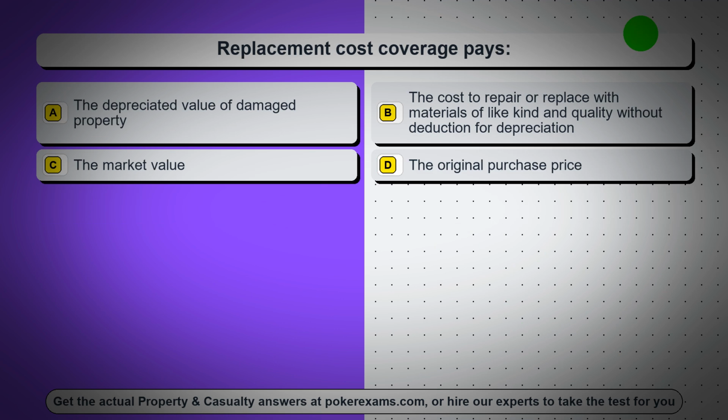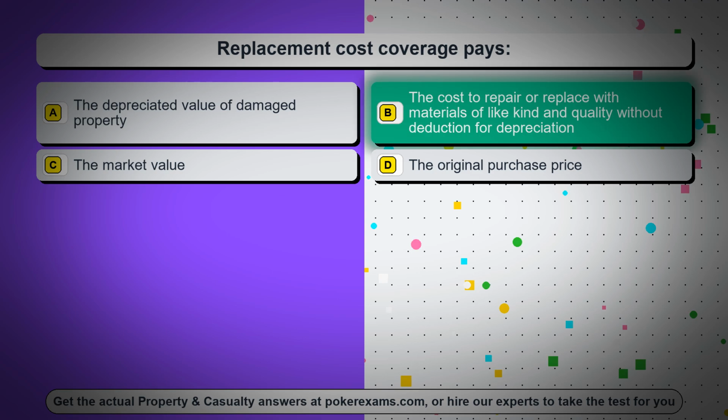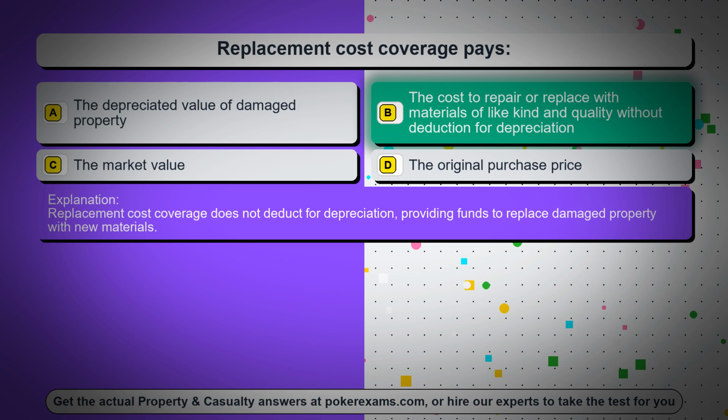Question 62. Replacement cost coverage pays. Option A, the depreciated value of damaged property. Option B, the cost to repair or replace with materials of like kind and quality without deduction for depreciation. Option C, the market value. Option D, the original purchase price. The correct answer is option B, the cost to repair or replace with materials of like kind and quality without deduction for depreciation. Replacement cost coverage does not deduct for depreciation, providing funds to replace damaged property with new materials.